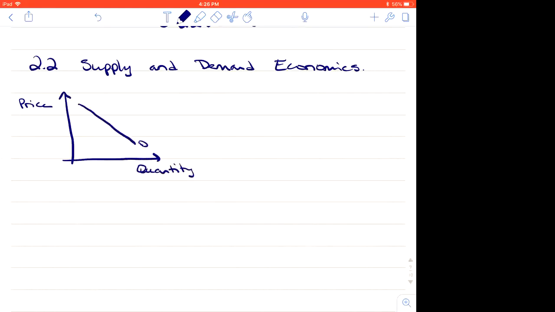Now here, your demand curve, denoted by a capital D, is always going to have a negative slope, right? It's going to be negative. If you have high prices, demand is going to be low. If you have low prices, demand's going to be high, right? So your demand curve is always going to be negative. So the demand curve has a negative slope.